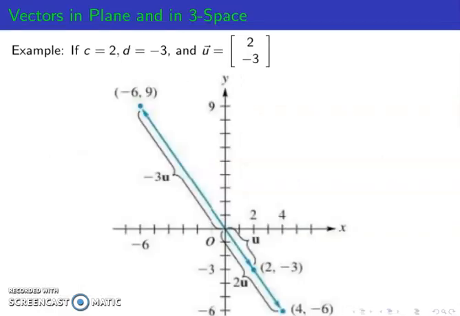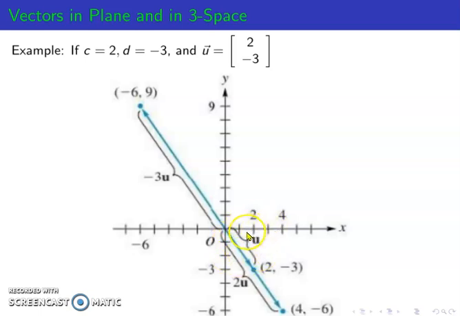Okay, for another example, if C is equal to 2 and D is equal to negative 3, given that vector U is this vector with components 2 and negative 3, let us see what happens, okay? So, ito yung U natin. Of course, yung 2 tapos negative 3 that is located at the fourth quadrant. So, ito yung vector U natin.